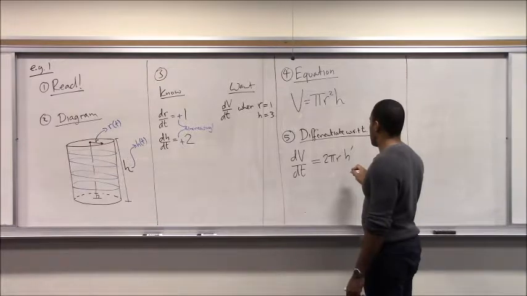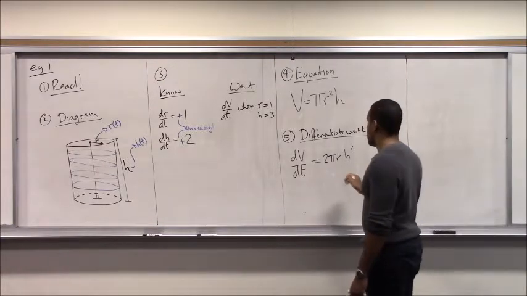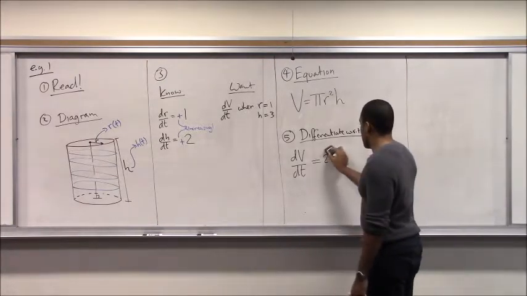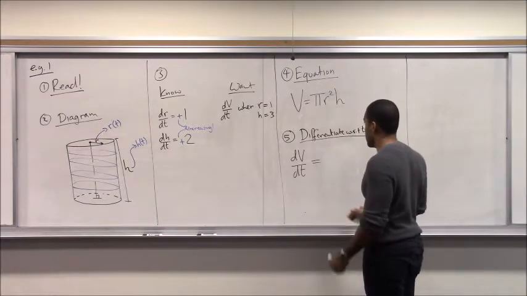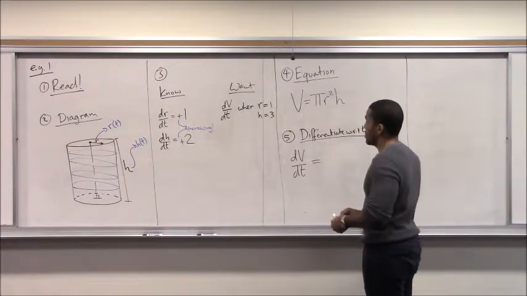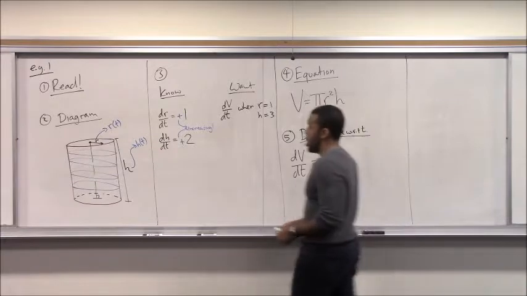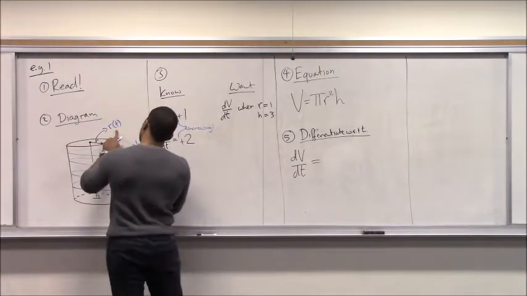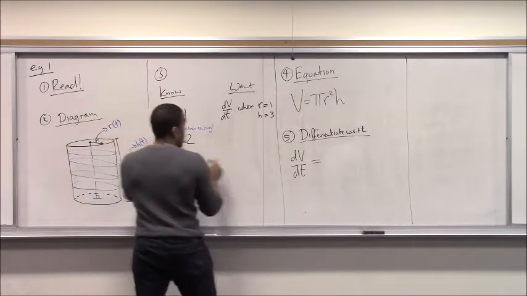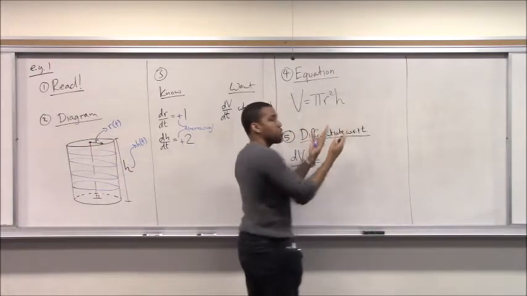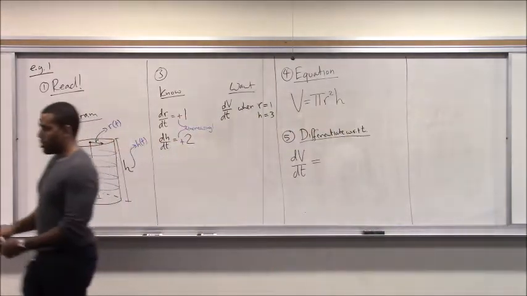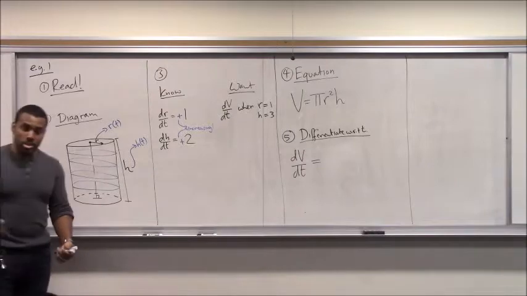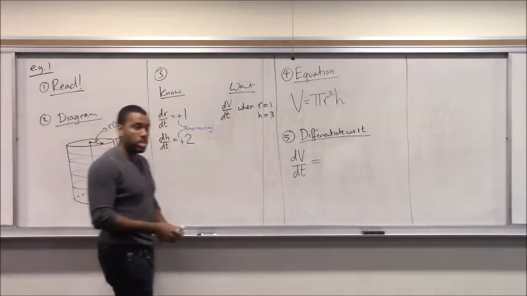Isn't that a constant? What is a constant? R and h are functions of t. So how can we differentiate this? You've got to do the product rule. So derivative rules still apply. They will always apply. Here we have a multiplication of functions.